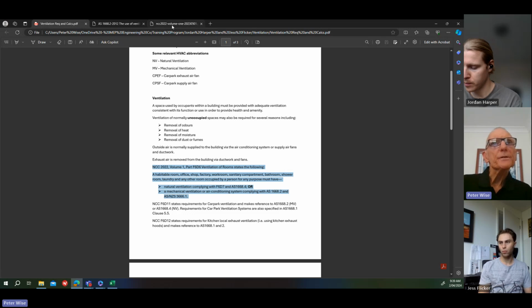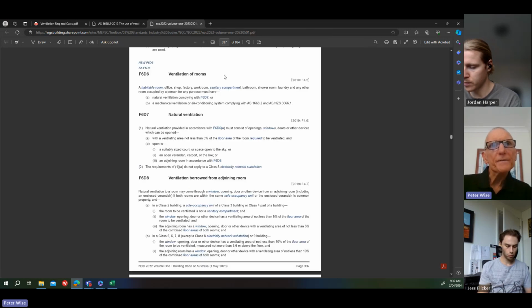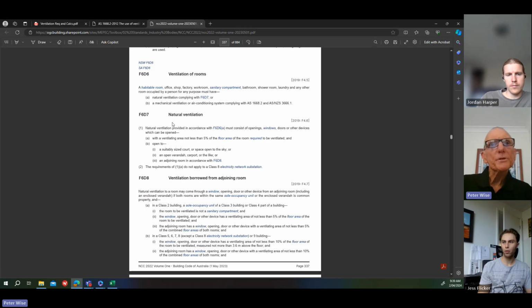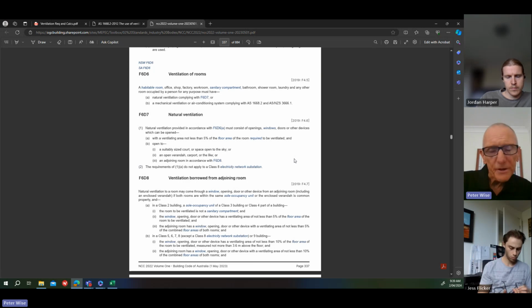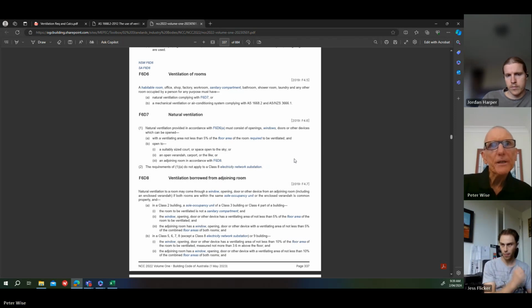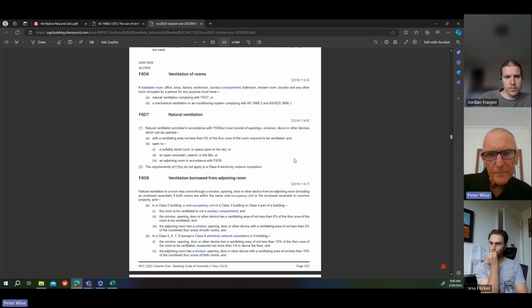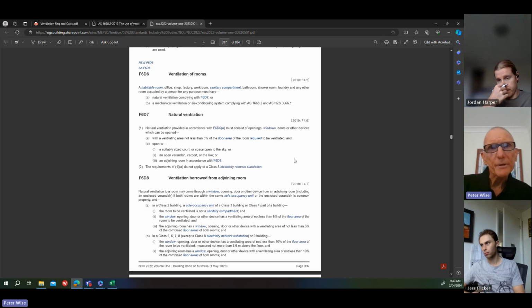So I'll just have a quick look at the NCC. This is Part F6D6, ventilation of rooms, the bit that I just read out at the start there. Talks about natural ventilation. Now, natural ventilation can be used on most buildings, but it's sometimes difficult to apply. The area that we probably use the most for natural ventilation would be bathrooms. If you're doing, say, a residential apartment, you can normally naturally ventilate it because it'll have windows to the outside, doors onto balconies, things like that. So most apartments will be naturally ventilated.